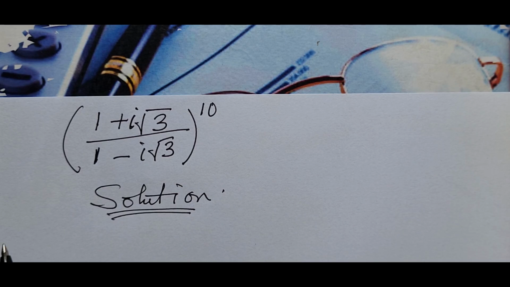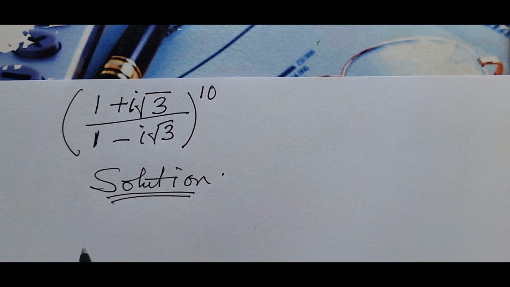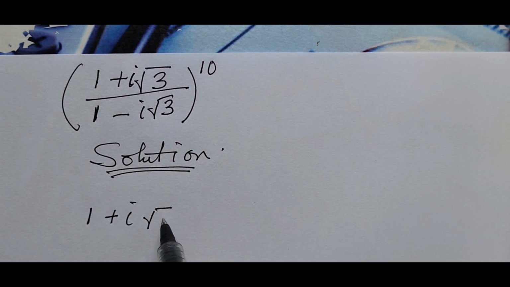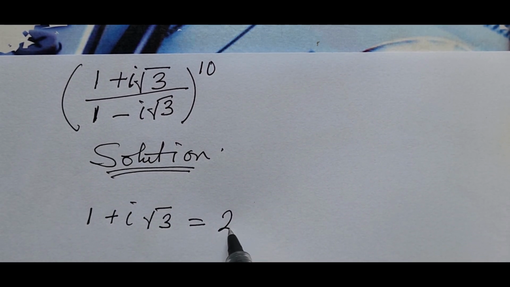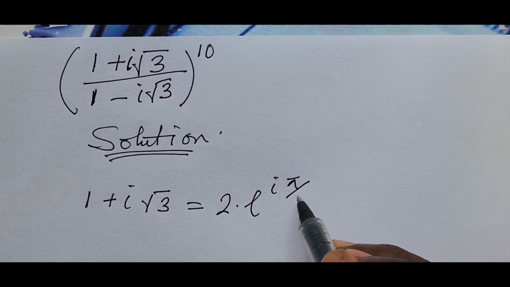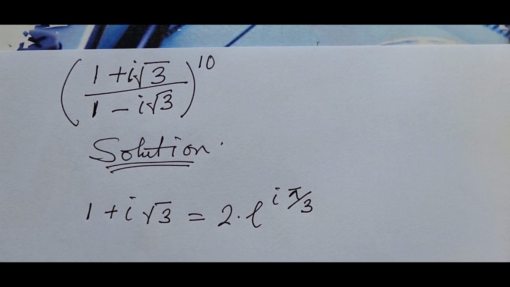So if we apply the Euler formula to this expression here, we're going to have 1 plus i root 3 give us 2 times e to the power of i pi all over 3. Now if you want me to make a video on how we get this simplification, applying the Euler identity or Euler equation, then drop it in the comment section and I will not hesitate to make a video on that.